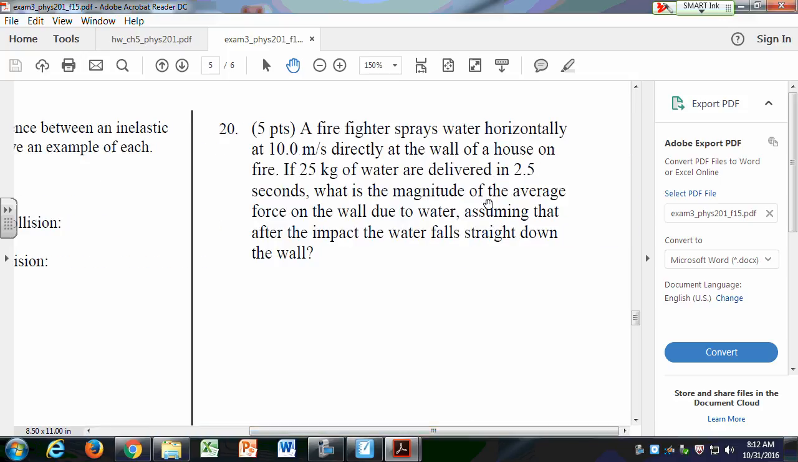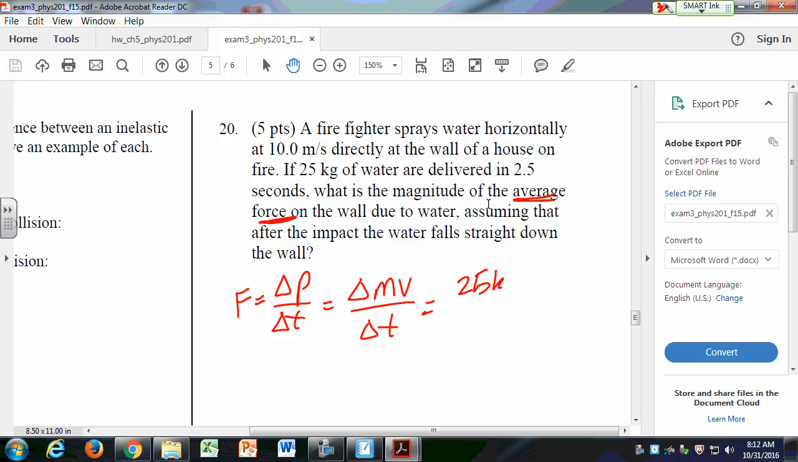Here, I'm asking for the average force, so that should key you off that I'm looking for F equals delta P over delta T. All right. My delta P is m times delta V over delta T. In this case, I have 25 kilograms at 10 meters per second divided by 2.5 seconds.